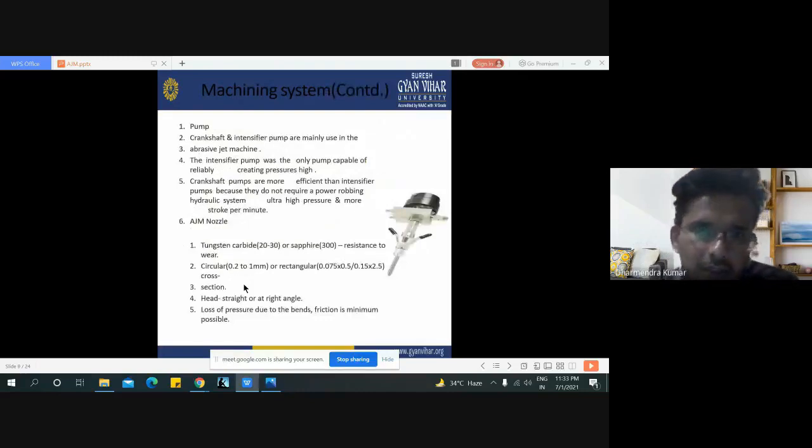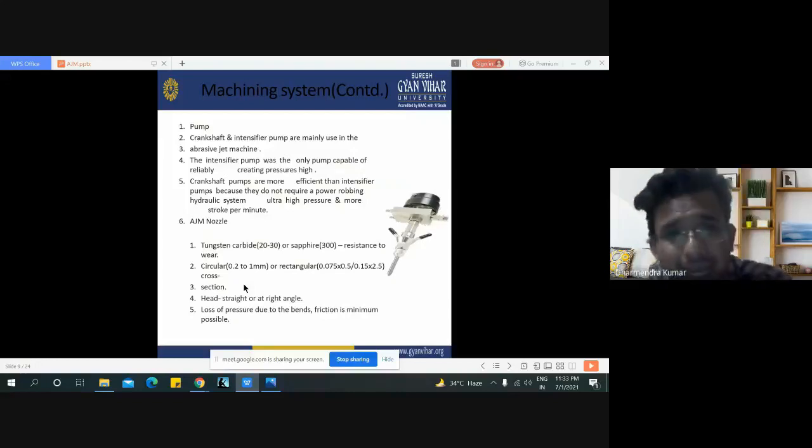Here, components like the pump and crankshaft are mainly used in abrasive jet machining. The pump is the only pump capable of reliably creating high pressure and high velocity of that mixture.